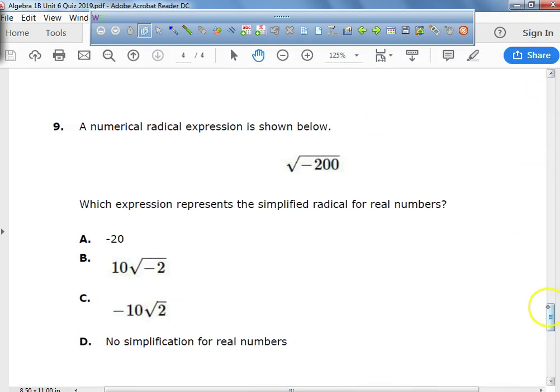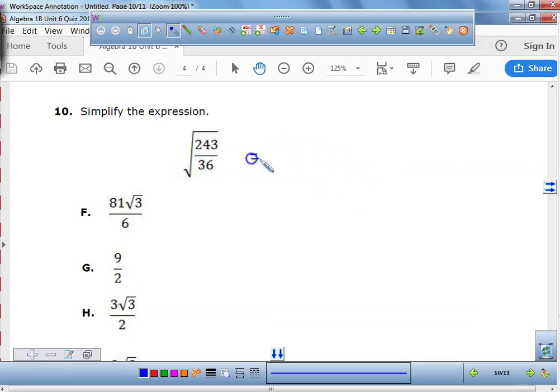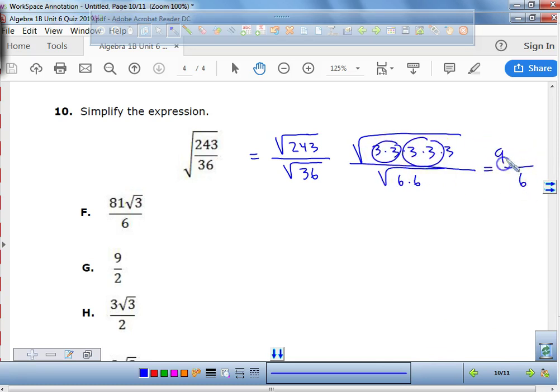And the last one. Everybody, the last one. I will do this very quickly. You can look back at it later. Just watch and learn. If you want to watch the video later, you can. I'm letting you know 243 is broken down to 5 threes being multiplied to each other. The square root of 36 is a couple of sixes. So the denominator equals a 6. That's a group of 3. That's a group of 3. That becomes 9 radical 3 over 6. 9 over 6 reduces to 3 over 2. So the final answer for number 10 was H.